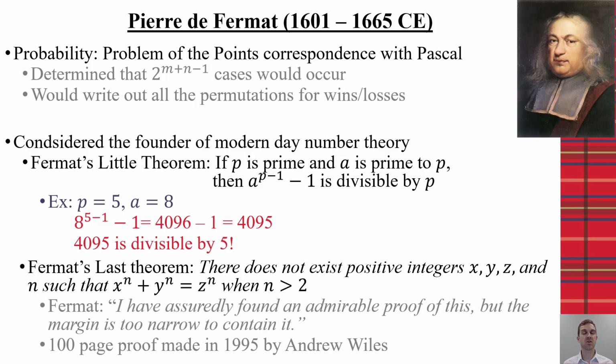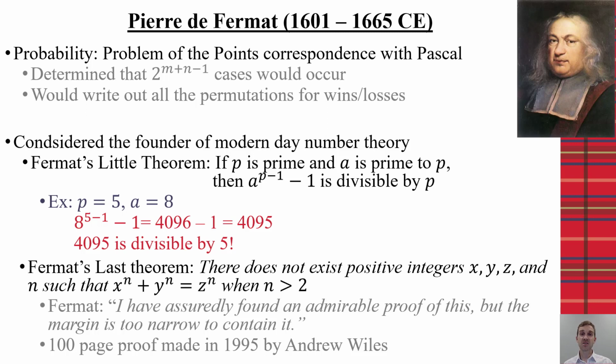In one place, it's asserted that he wrote this in the side of a book, and he said, "I surely have found an admirable proof for this, but the margin's too narrow to contain it." And this is one of the things that was known about Fermat. Great genius, very strong understanding of mathematics, but did not prove much of his works, because again, he didn't want to publish, he didn't want to have to go through all those details.